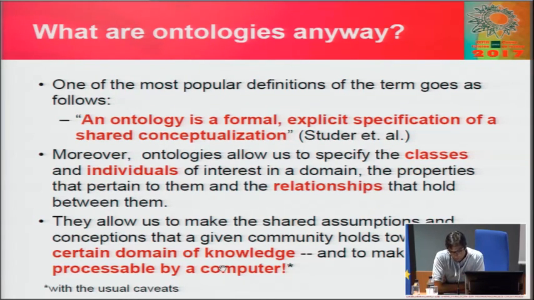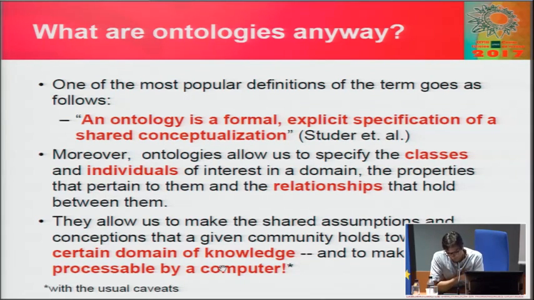Formal here means that ontologies are described in formal languages that have a clearly defined syntax and semantics. Explicit means that we really want to make our assumptions clear and explicit and as unambiguous as possible. And shared means, as I kind of alluded to in the last slide, that it's really the product of a community effort, or that it describes how concepts are used within a particular community.